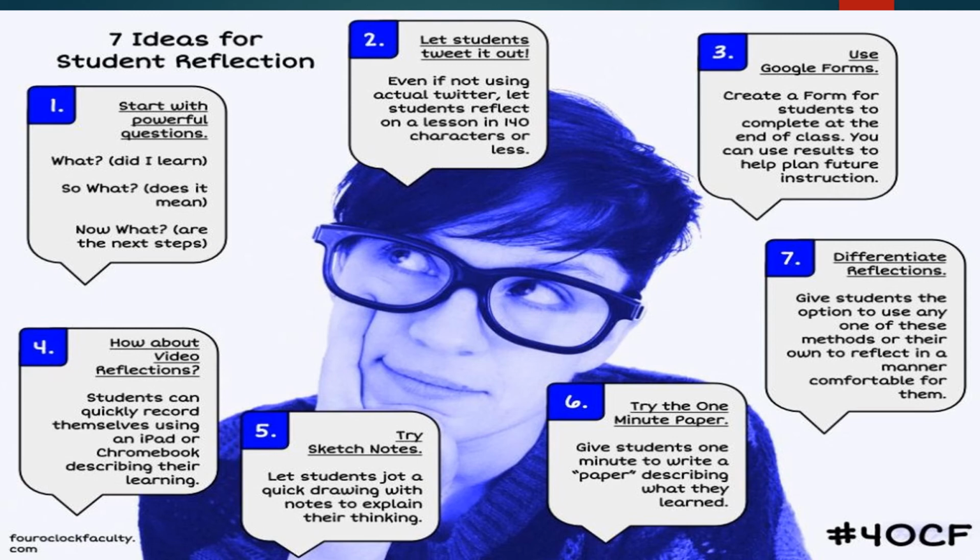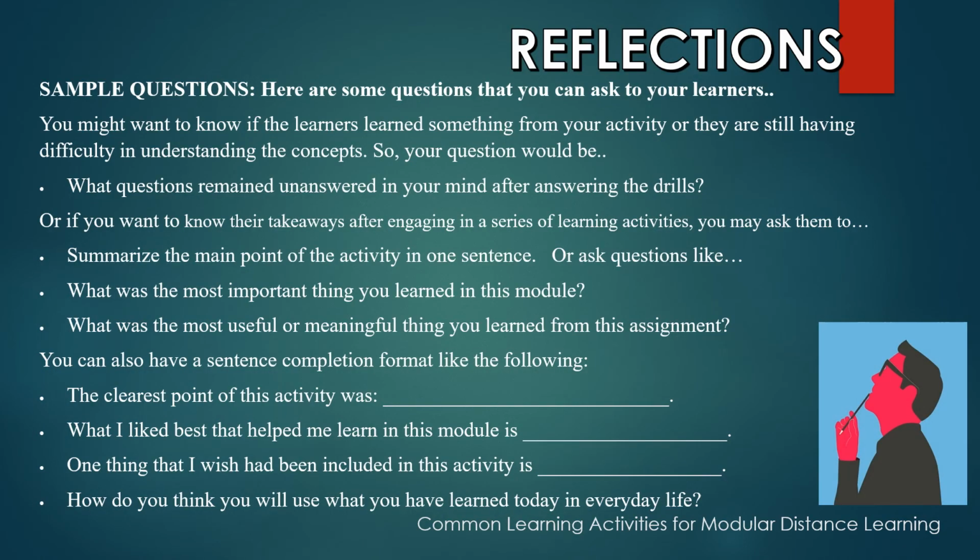Number 7, differentiate reflections. This strategy is giving the student an option on how he or she will do his or her reflection. This is to address multiple intelligence or the uniqueness of learning styles. Here are some questions that you can ask your learners. Now, you might want to know if the learners learned something from your activity or they are still having difficulty or trouble in understanding the concept.